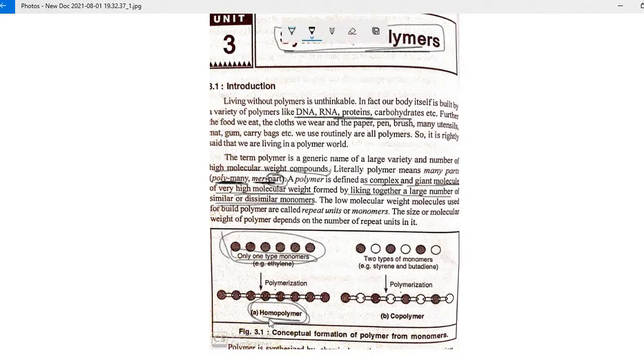Homopolymer. Okay, and suppose there are two types of monomers, the polymer having two different types of monomers, then the polymer is called a copolymer.